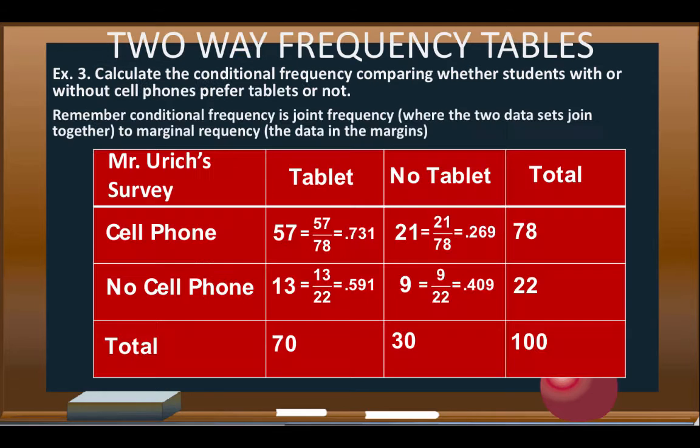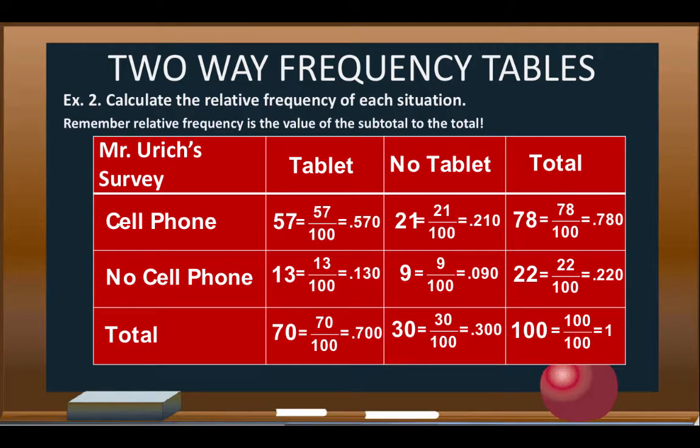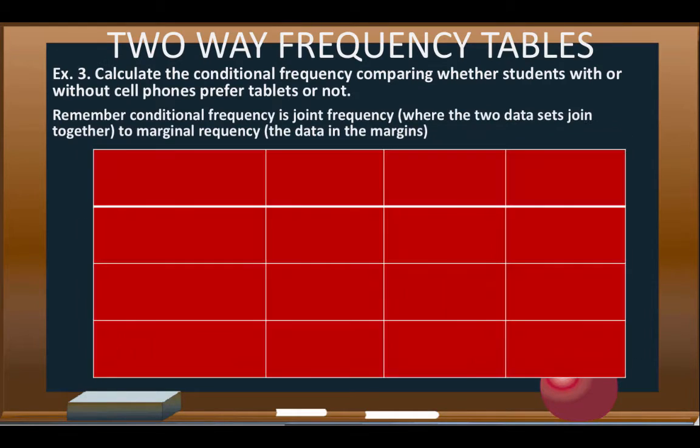I'm going to go back to this first, the relative frequency that we found. So remember, if we're looking at cell phone and tablet, we're saying 57% of students have a cell phone and tablet. So if Mr. Urich is wanting to know how many students do not have any technology at home, he could look at no cell phone and no tablet and see that 9% of students do not have a cell phone or tablet at home.